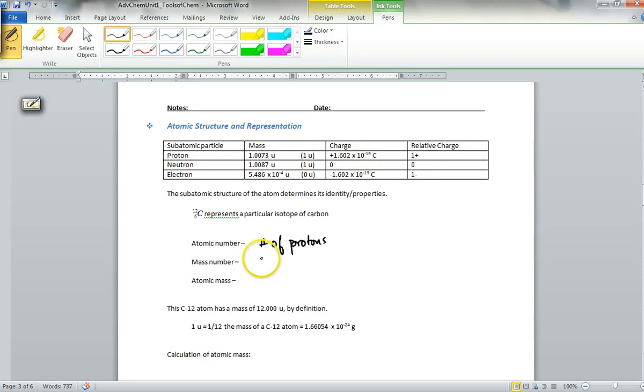The mass number is the number of protons in the nucleus plus the number of neutrons. So those two things added together give you the mass number. And something we're going to talk about here in a short time is the atomic mass, and this by definition is the average mass of an atom of a particular element.